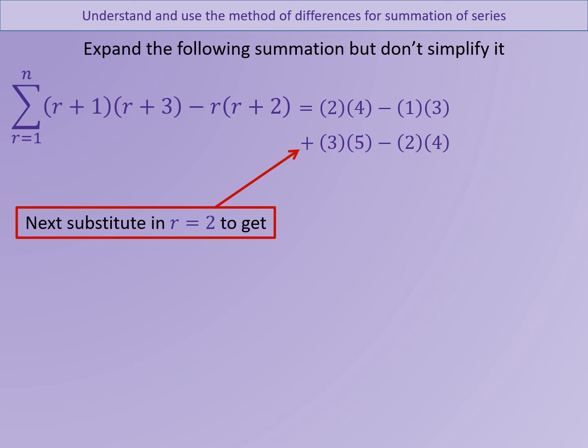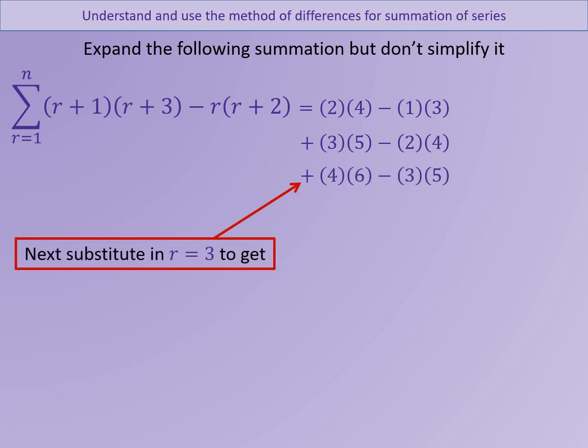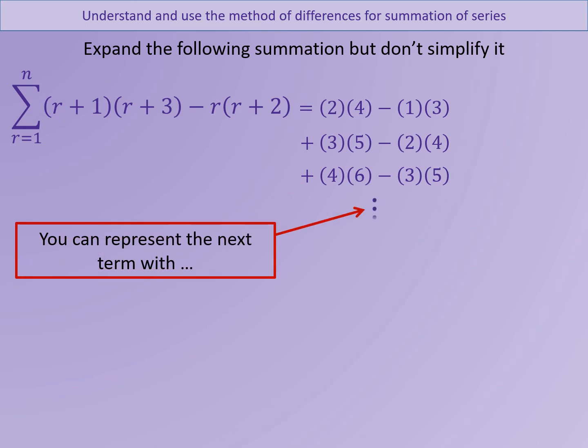Again, we're just going to add the next term on, the r equals 3 term, to see if we can see a pattern emerging. So the r equals 3 term added on will become 4 times 6, take away 3 times 5. You might be able to see some terms appearing more than once already. Now this would continue for a while, so what we're going to do is represent that by putting 3 dots. So 3 dots just means continue in this manner until we get to the last few terms.